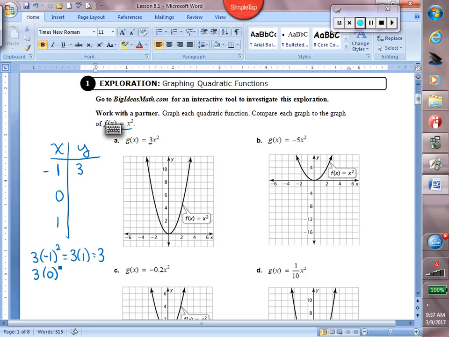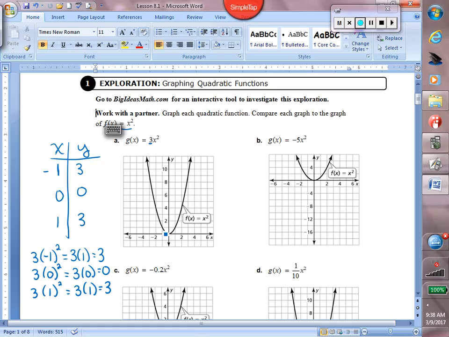If we put 0 in for x, we do the exponent first, so we end up with 3 times 0 equals 0. And then let's put 1 in for our x. 1 squared is 1. Remember, exponents before you multiply, order of operations. So now we have 3 ordered pairs. And those 3 ordered pairs should give us a pretty good idea of the shape of our parabola.